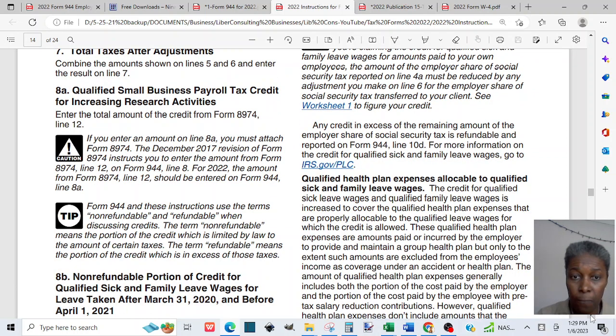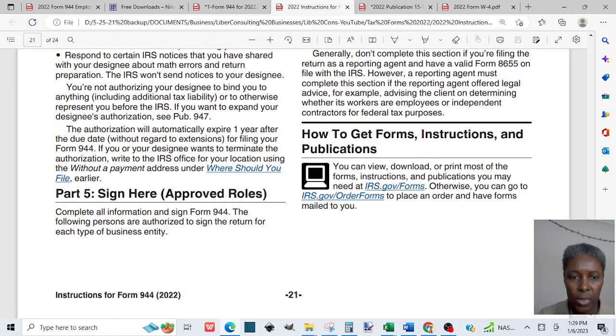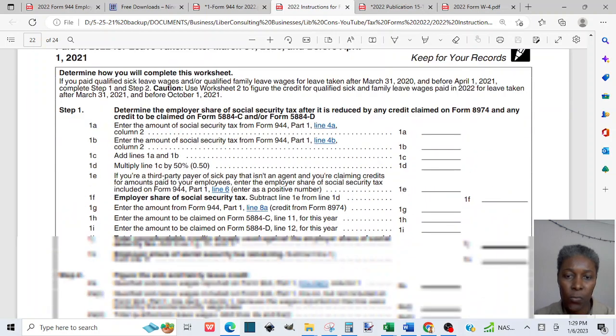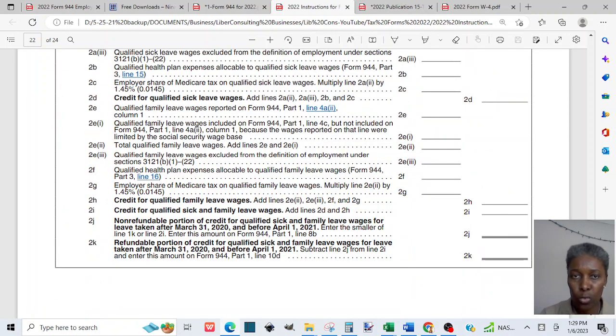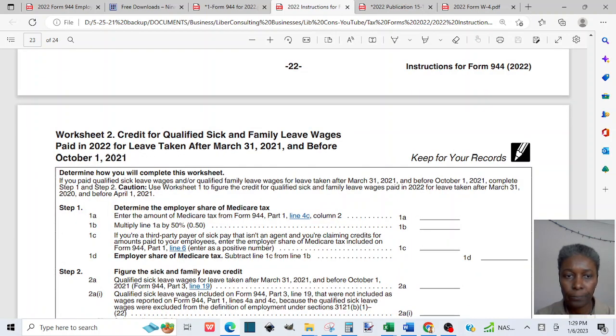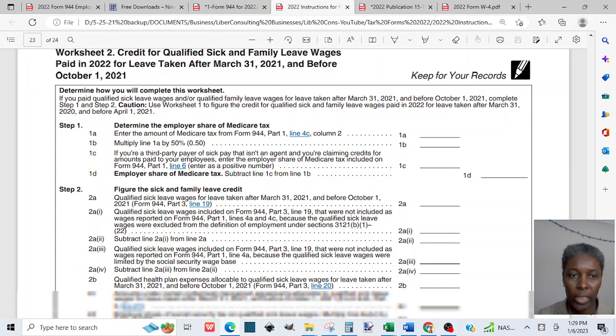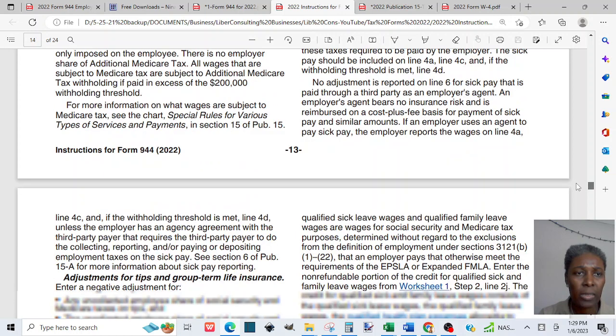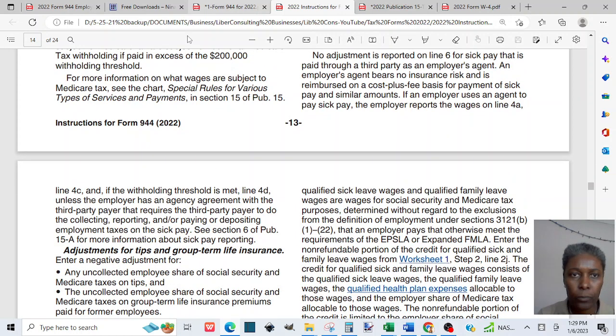There is an additional form that you might have to complete, and there is a worksheet at the end of the return. At the end of the return, there is a worksheet that you might have to complete to find the amount that will go on your Form 944, worksheets 1 and 2. Okay, so let's go back to page 14 that we were on before.